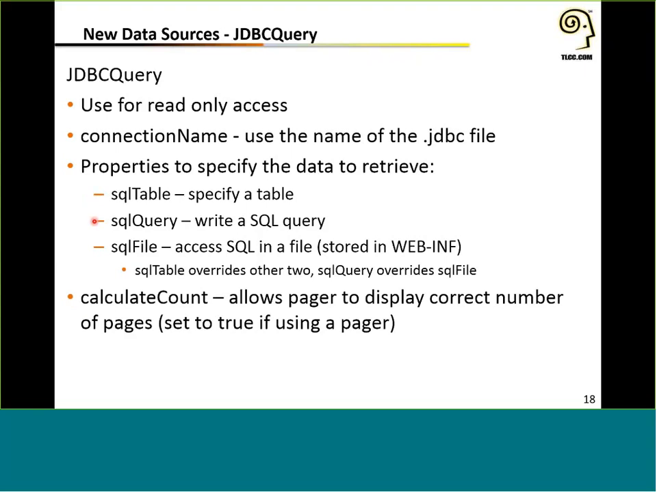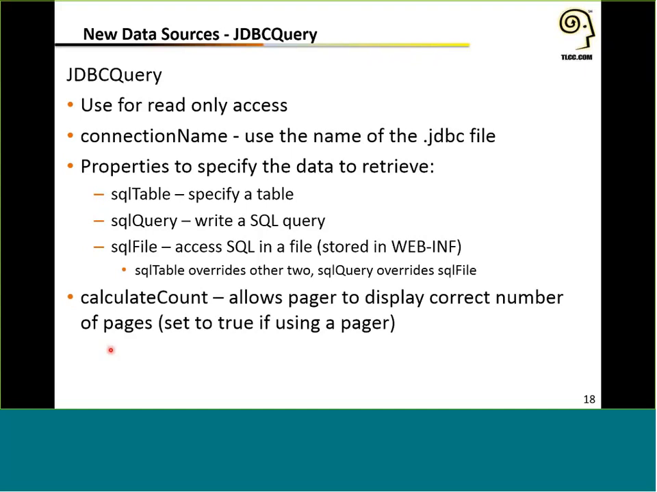We can write a SQL query, or we can access SQL that's stored in a file. And that file you could put in the WEB-INF folder in your Domino database. Obviously, you're only going to want to use one of these, but you have the ability to use all three when you set it up. The SQL table will override the SQL query, and the SQL query will override the SQL file. There's an order of precedence if you did use more than one.